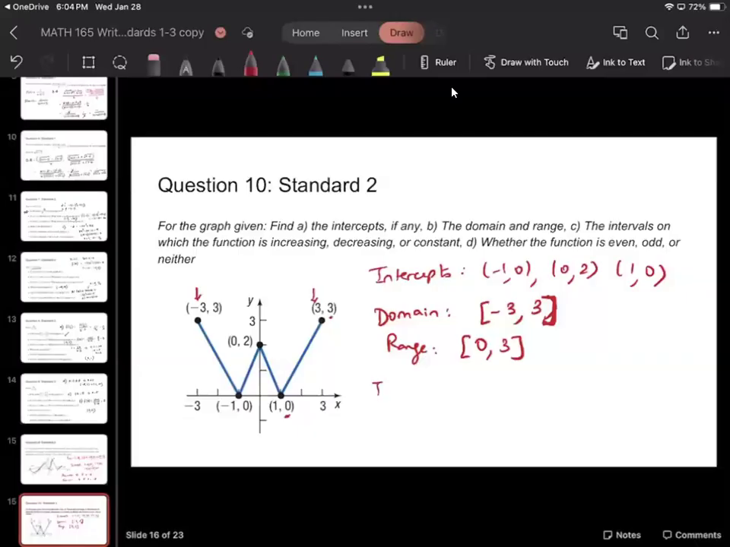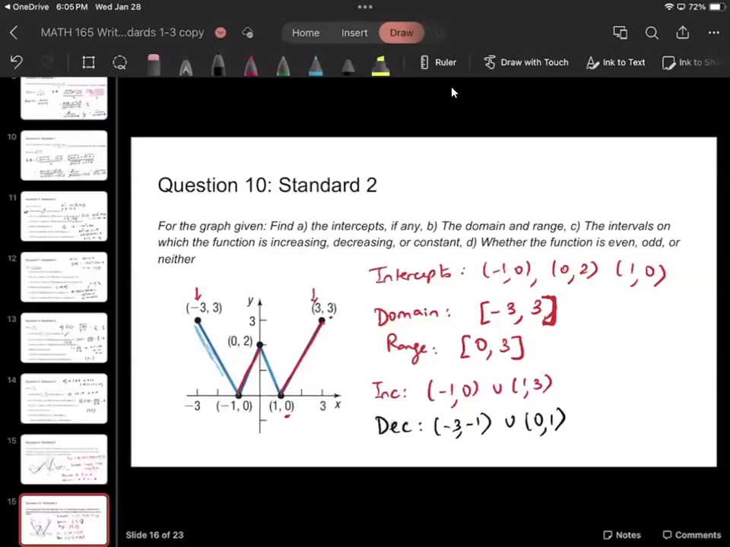Where is this function increasing? So again, the function is increasing here and here, which is from negative 1 to 0 and 1 to 3. Where is the function decreasing? It's decreasing here and here. So decreasing intervals are negative 3 to negative 1 and 0 to positive 1. It's not constant anywhere.